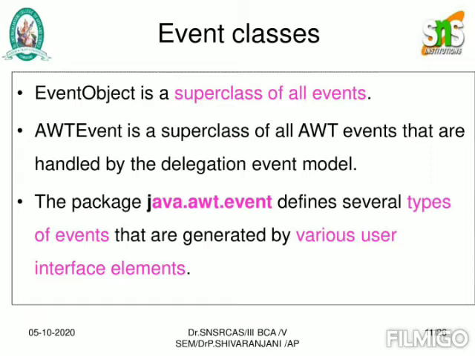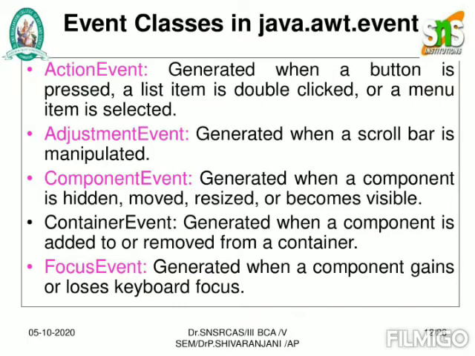Next, EventObject is the superclass of all the events. So here the AWTEvent is the superclass of the AWT events that are handled in the delegation event model. In the package java.awt.event, you can define many types of events that will be generated by the various user interface elements.